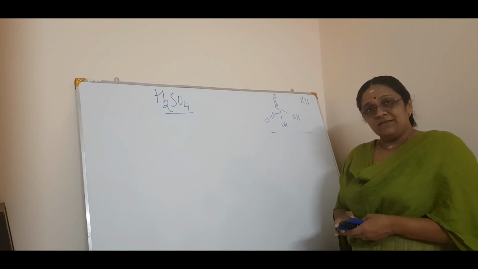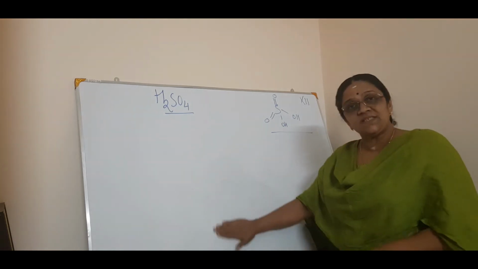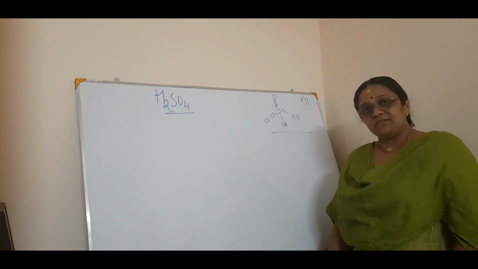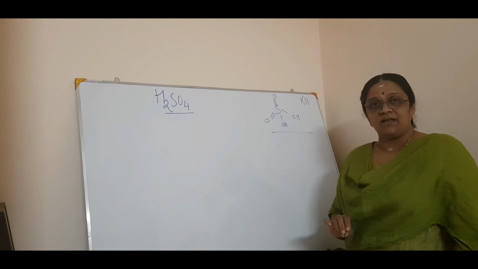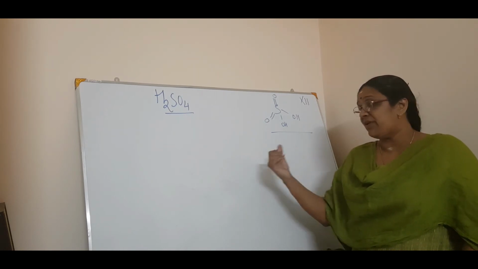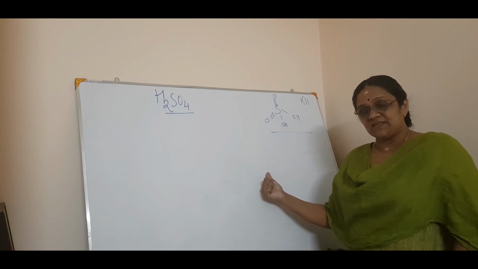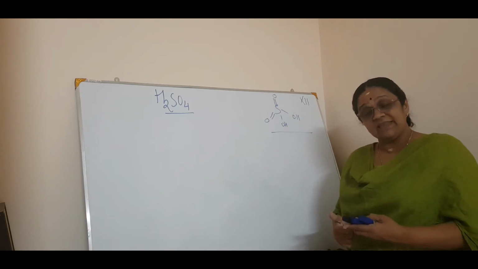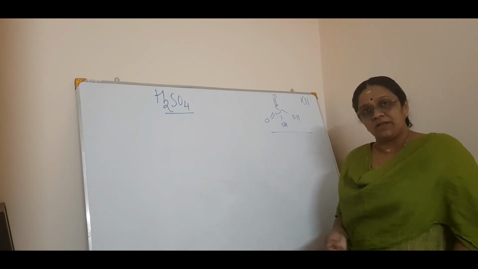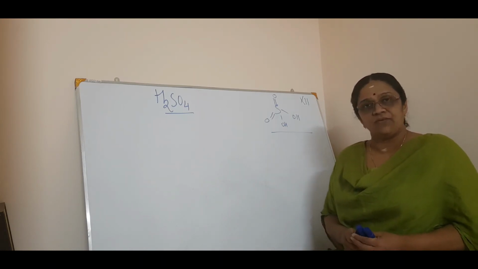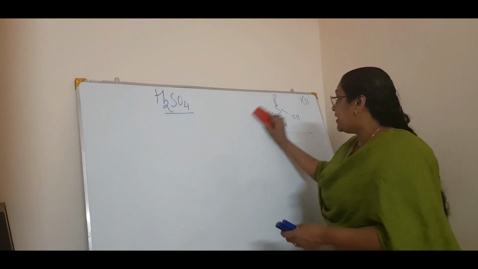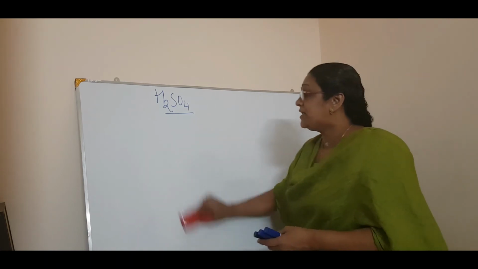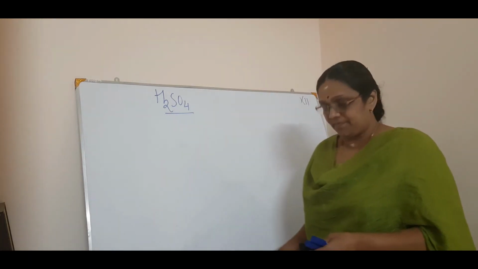But the preparation side they have deleted. This year they have cut down this preparation side. That is what I was telling you about the vanadium pentoxide catalyst in the contact process. So that they have deleted, and we go straight to the properties of sulfuric acid. It's very simple. It's just a small topic. So we will see what the properties of sulfuric acid are.